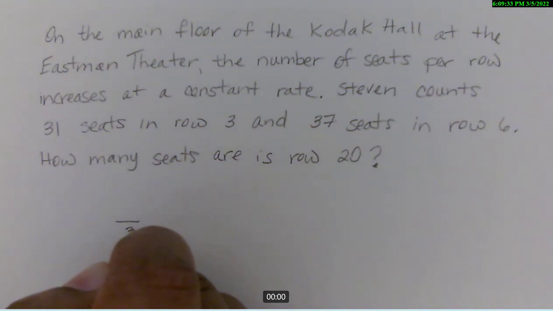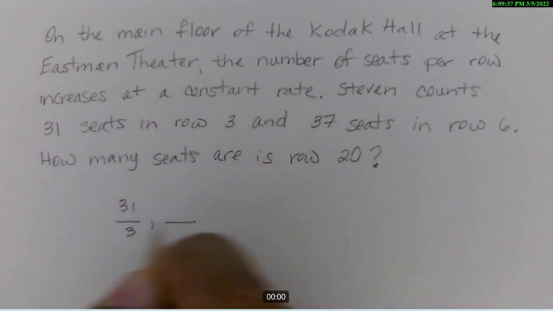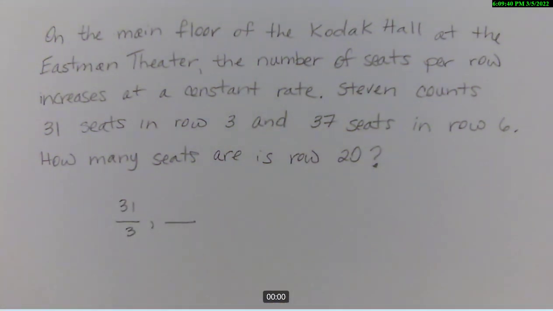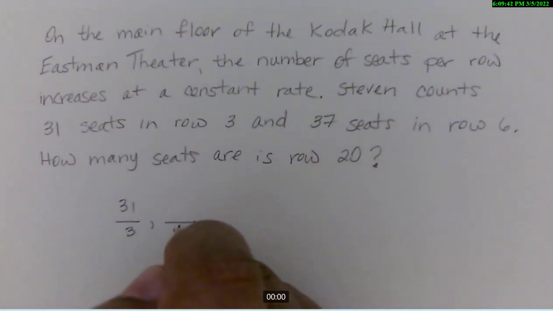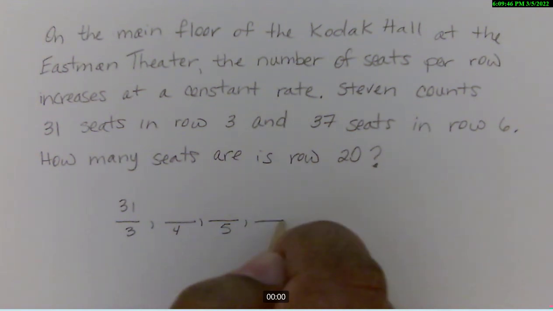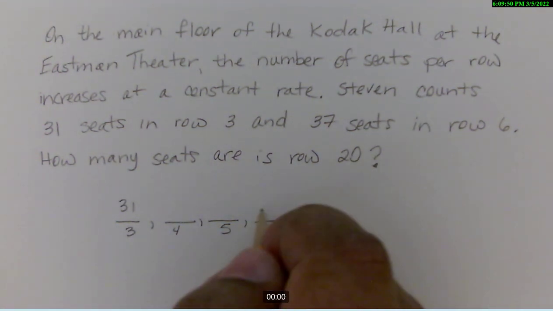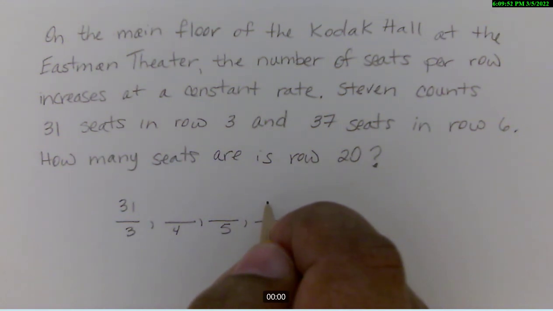We know row 3 has 31 seats. This is the row, which is really the term number in another situation. This is 4. This is 5. This is 6. And in row 6, there are 37.